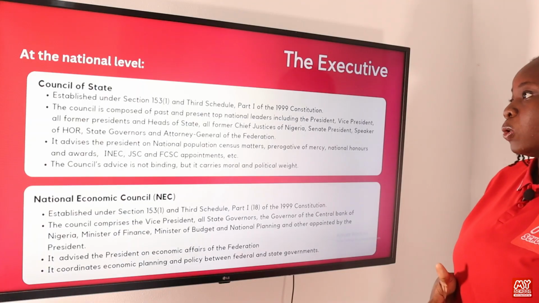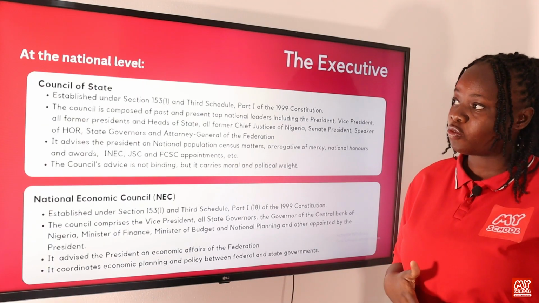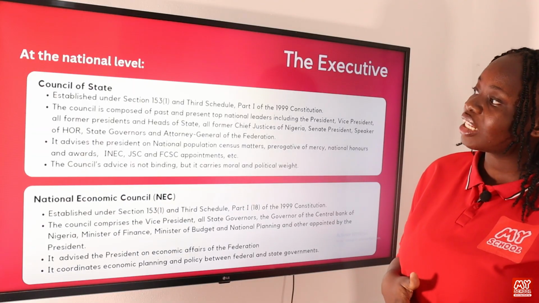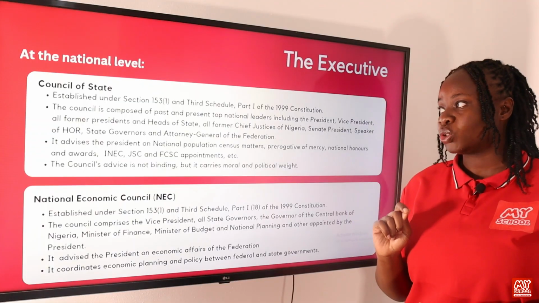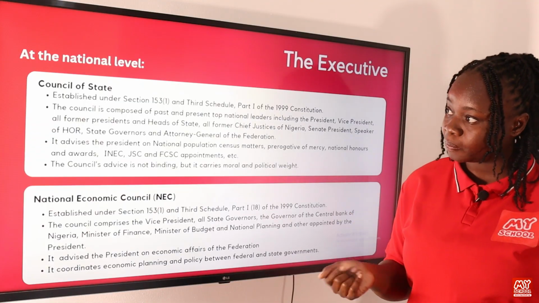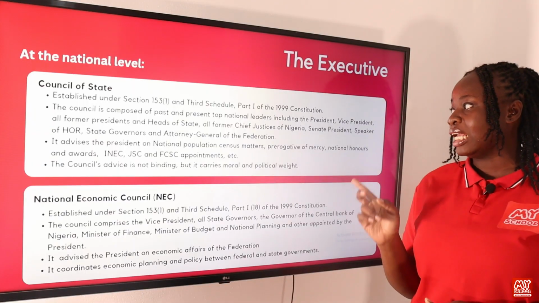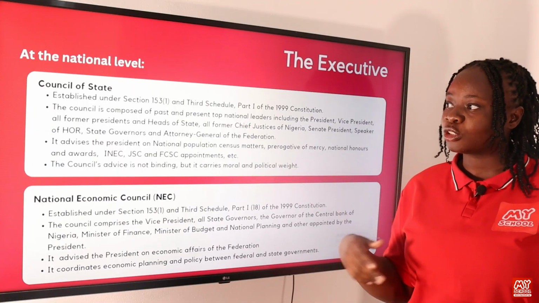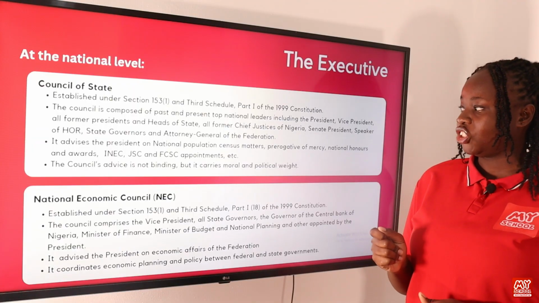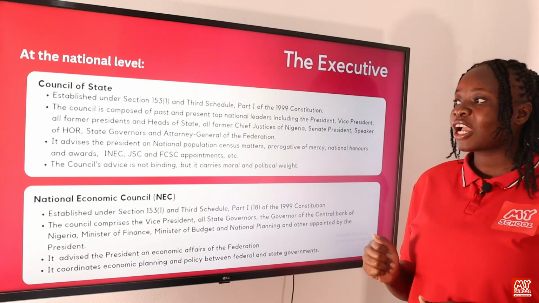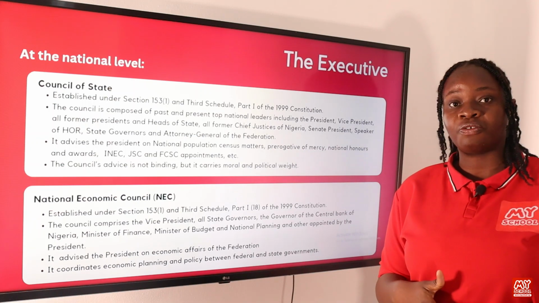All right, now we're going to discuss the Council of States. The Council of States is another institution of government under the executive. It was established under Section 153, subsection 1, and third schedule, part 1 of the 1999 Constitution. So the council is composed of past and present top national leaders, including the president, the vice president, all former presidents and head of states, all former chief justices of Nigeria, Senate president, speaker of the House of Representatives, state governors, and attorney general of the federation.